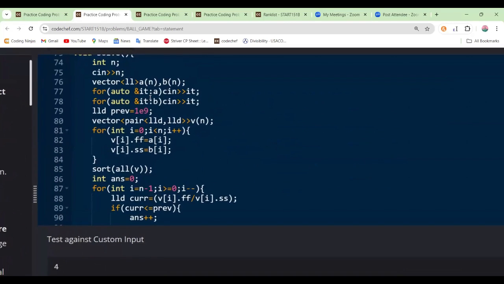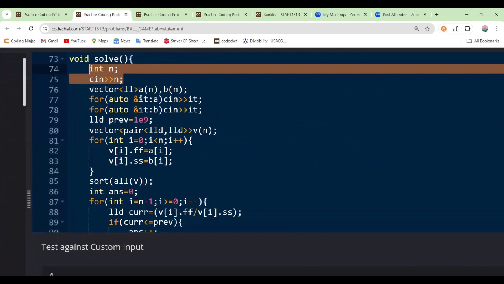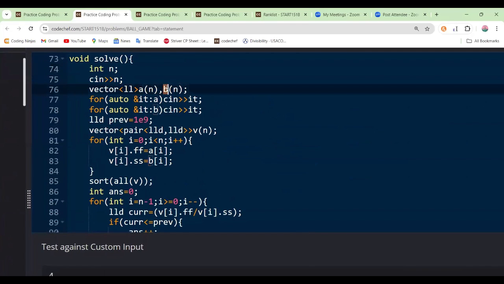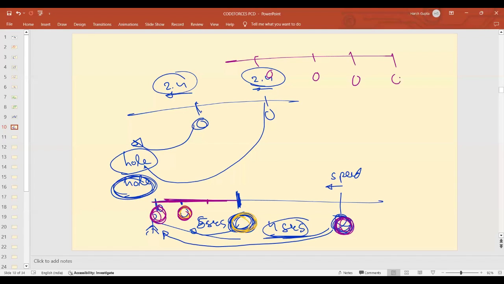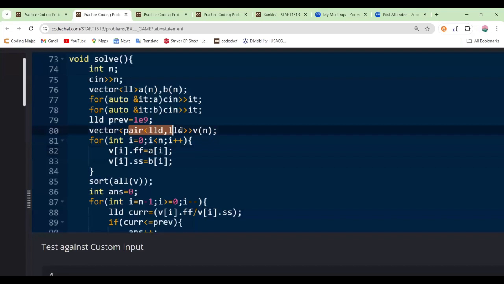First of all, I took the input of n and then the coordinates and the corresponding speed, the vectors a and b. Then I initialized my previous to 1e9 and constructed a pair, because as I told you all, I am going to traverse on the basis of the sorted x coordinate in the reverse order. Like if the balls are placed over here, here, here, here, I am going in this order. So for that I want the sorted x coordinates. So I constructed a pair where the first value is the coordinate and the second value is the speed. And I sorted that vector and initialized my answer to 0.